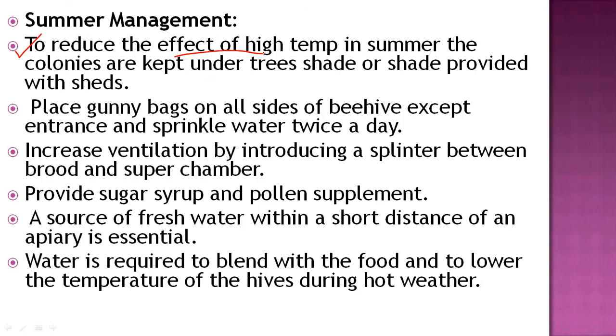To protect the bee colony in summer, we have to keep it under trees for shade, or provide artificial shade using cloth or something similar to protect the apiary, the bee hives or the boxes where they are kept. So we have to give protection from the high temperature. Likewise, place gunny bags on all sides of the hive except the entrance.